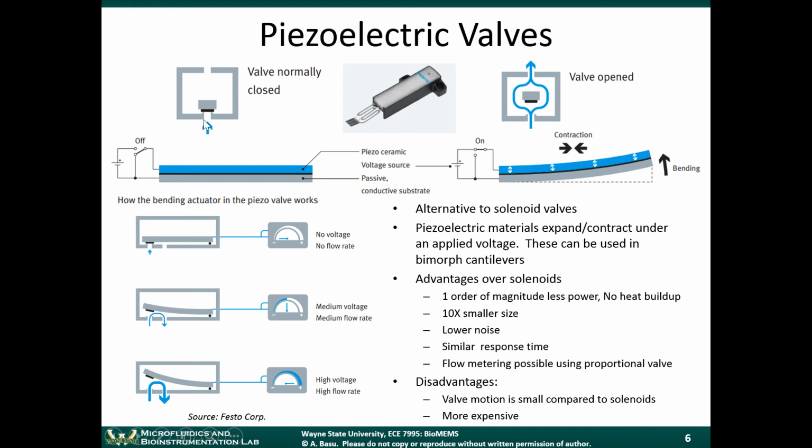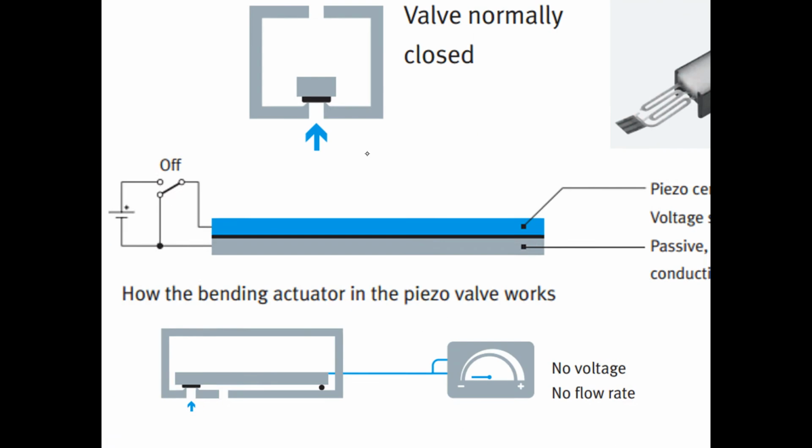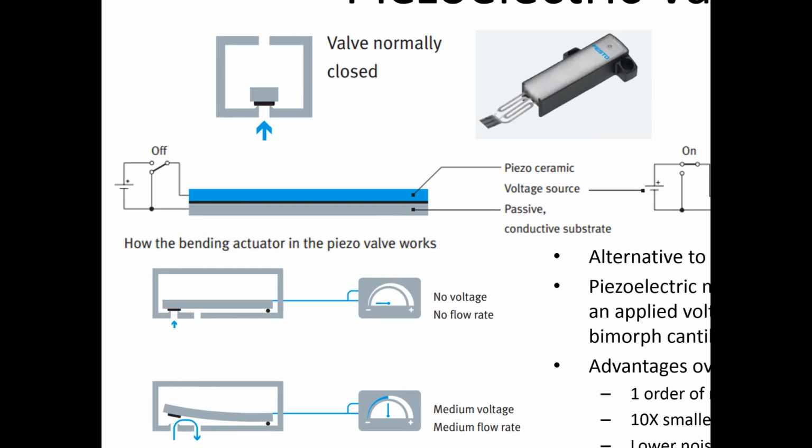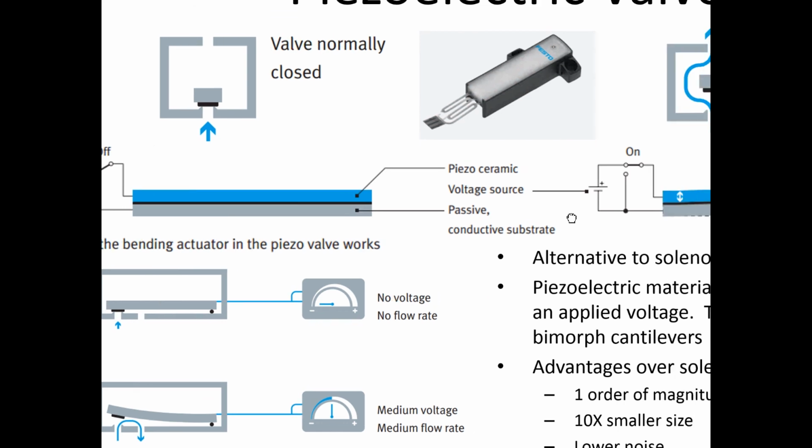So a piezoelectric valve consists of these different parts. It consists of a piezoelectric ceramic, a material that deforms when you apply voltage across it. It also includes a voltage source, and then it includes another thin film on the other side of this. This is called a bimorph actuator. When you apply voltage to this, the piezo element will deform, but the passive element stays in the same position.